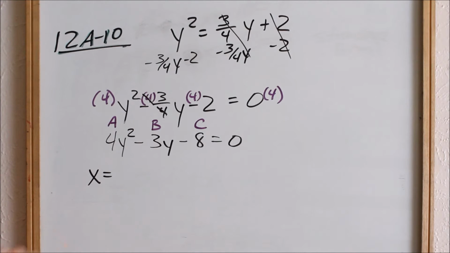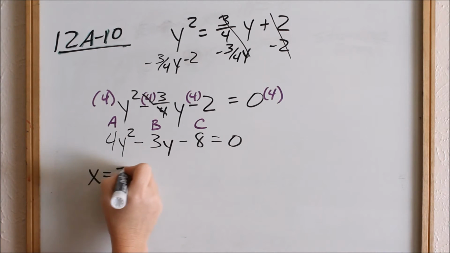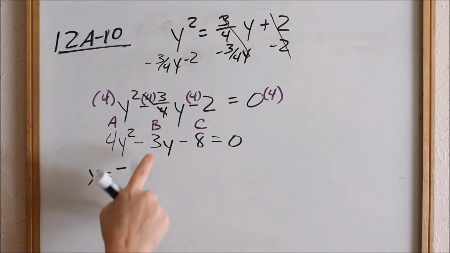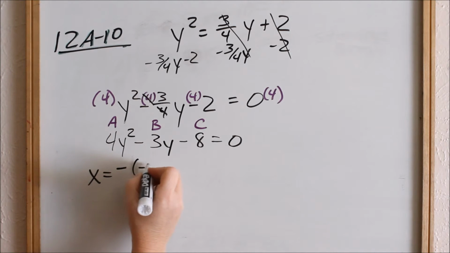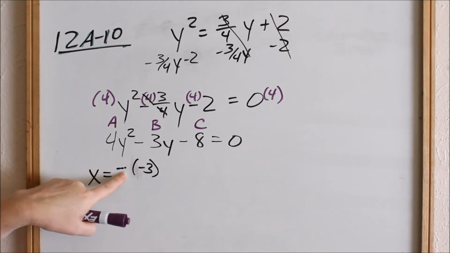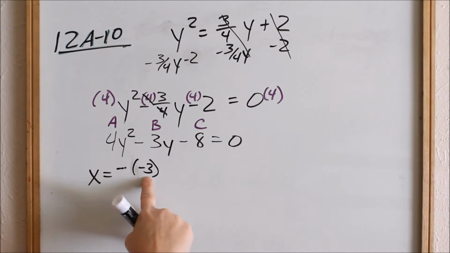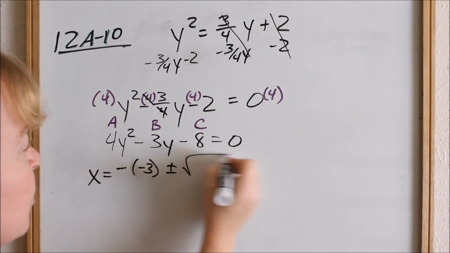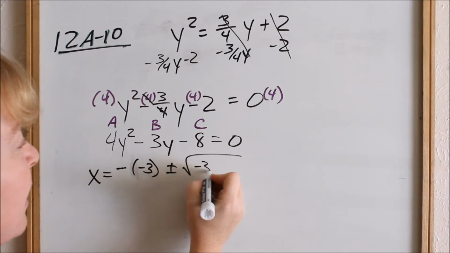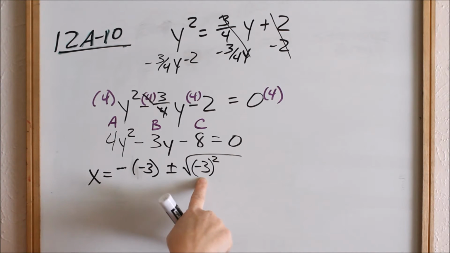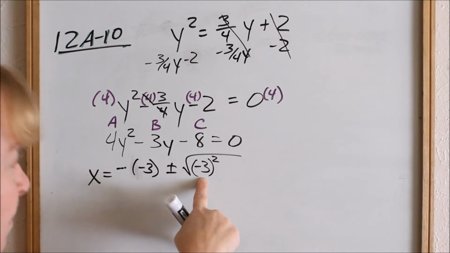X equals. Here's where you need to be careful. The formula is negative b. We still write that negative, but instead of writing b, my b is a negative 3. Be careful. This first negative is part of the formula. B is negative 3. Keep up with your negatives. Plus or minus the square root of b squared. That's negative 3 parentheses squared. It's important to put the parentheses because negative 3 times negative 3 is a positive 9.